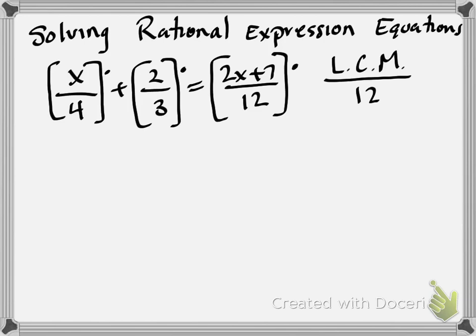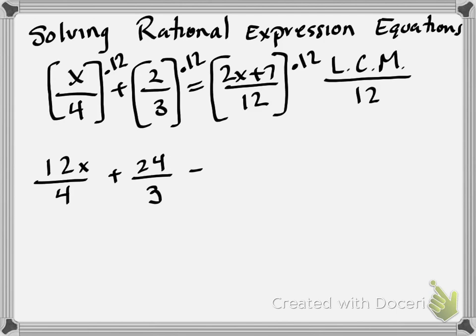Now, the reason we're going to do that is because each one of these numbers, the 4, the 3, and the 12, if I multiply all of the numerators by 12, this is what we're going to get. We're going to get 12 times x. We're going to multiply these two, and that would give me 12x over 4. And we could multiply these two, and that would give me 24 over 3. And by the same token, we can multiply this. I'm not actually going to multiply, I'm just going to write it as a distributive property problem, and I'll tell you why in a minute.